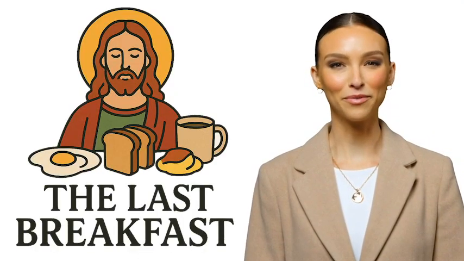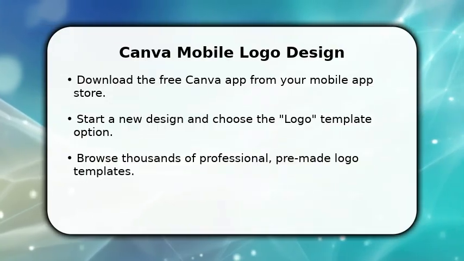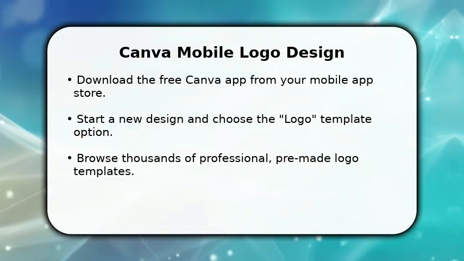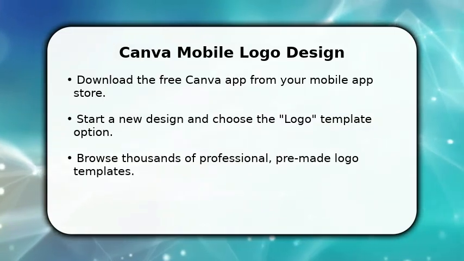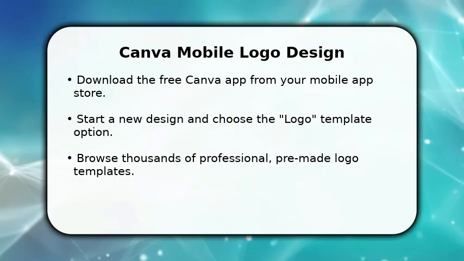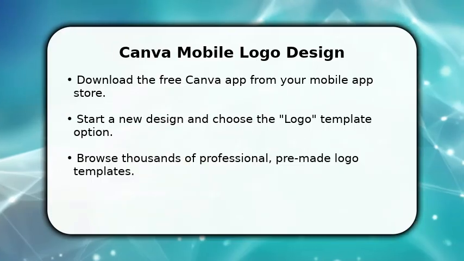Please enjoy the video. In this video, I will show you how to use Canva for logo design on your mobile device. First, download the free Canva app from your App Store. Once installed, open the app and tap the plus icon to create a new design. Select Logo from the many available options.